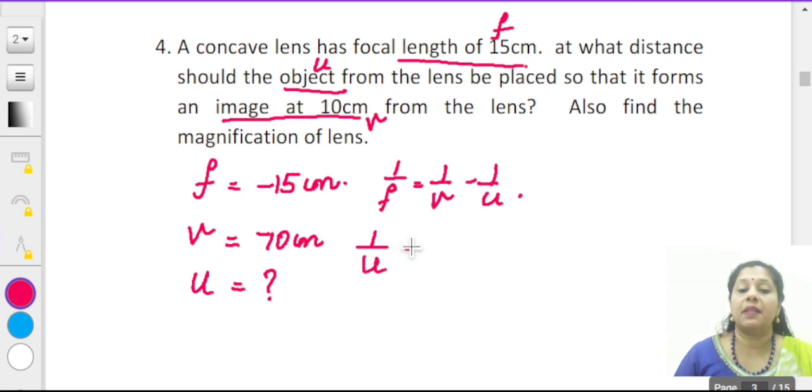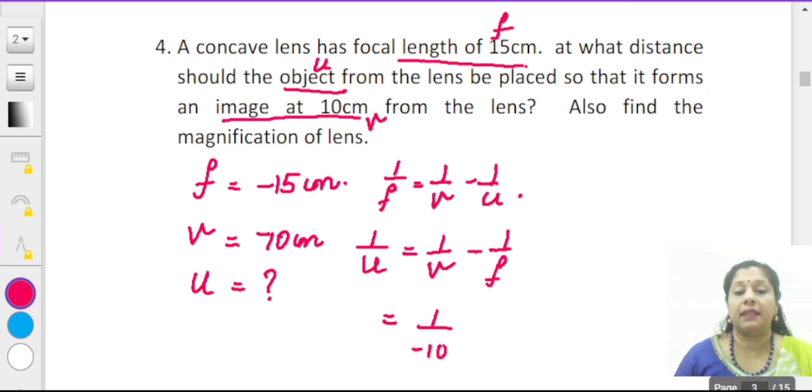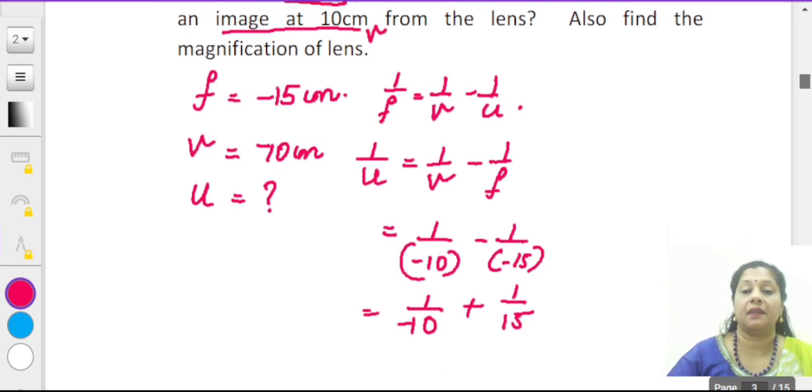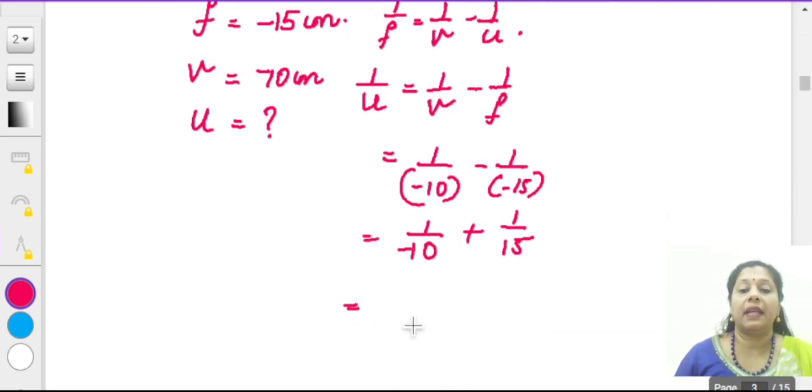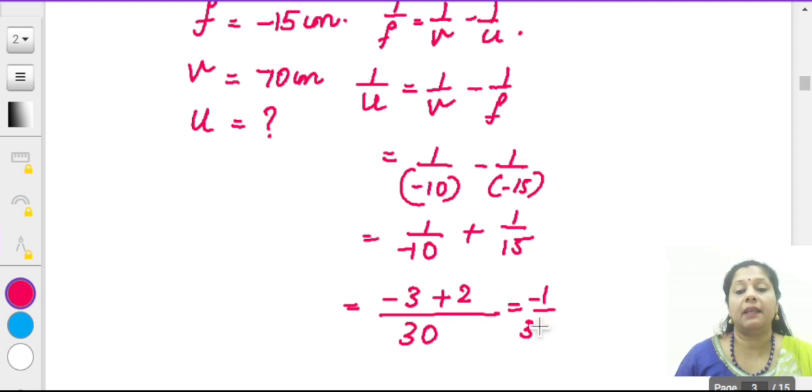1 by u is equal to 1 by v minus 1 by f. So 1 by v is 1 by minus 10 minus 1 by minus 50. So 1 by minus 10 plus 1 by 50. So if you take LCM 30, this is minus 3 plus 2, minus 1 by 30. Therefore u is equal to minus 30 centimeter.